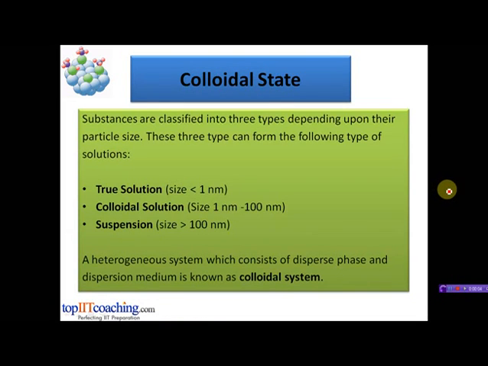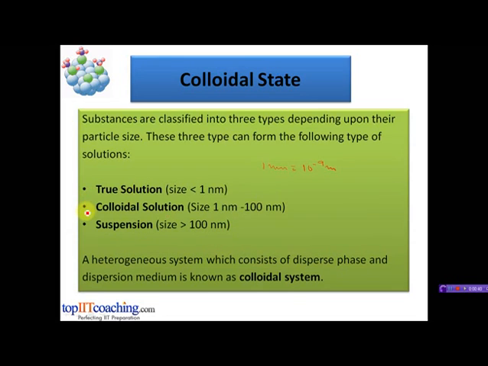Colloidal state. The substances can be classified into three types depending upon their particle size, and therefore the solutions they make can also be classified into three types. The first one is the true solution, in which the size of the particle is less than 1 nanometer. Now 1 nanometer is equal to 10 raised to minus 9 meters. The second type is the colloidal solution, in which the particle size is between 1 nanometer to 100 nanometer. And the third type of solutions are the suspension, in which the particle size is greater than 100 nanometer.